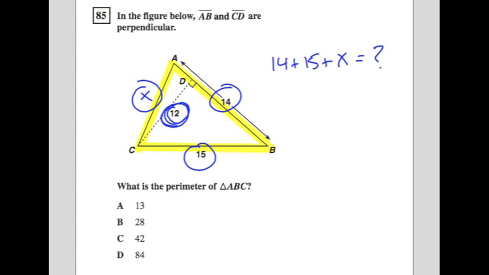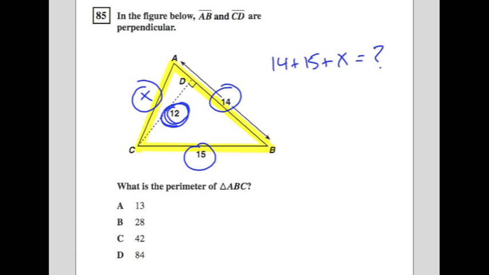Once again, this is not a Pythagorean theorem problem. It's very important to understand it's not, and the reason is because triangle ABC is not a right triangle. The Pythagorean theorem only works for right triangles. So what can we do here? What can we figure out?